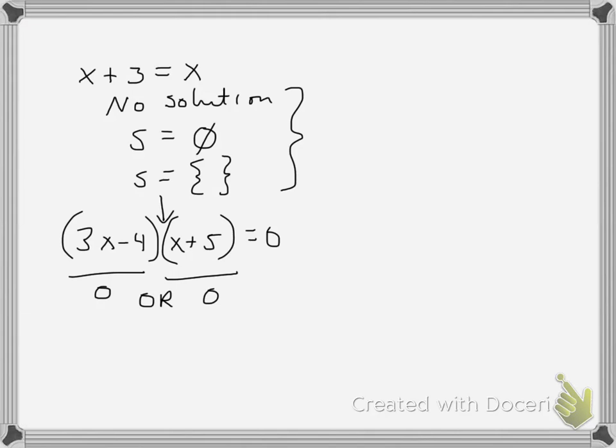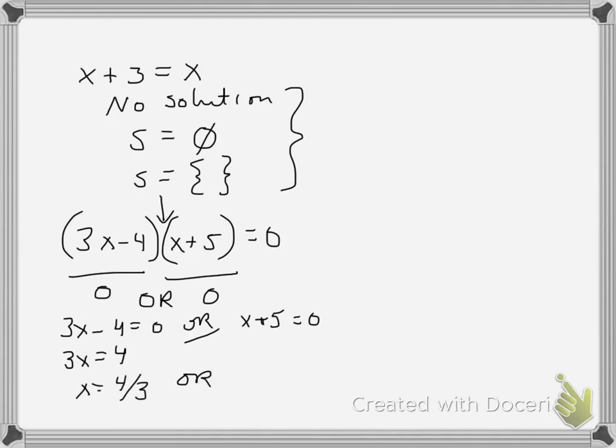First, I would set 3x minus 4 equal to 0, or, notice I don't need both of them to equal 0, just one or the other, because anything times 0 would equal 0. So solve each one separately. Adding 4 to both sides, I would get 3x equals 4. Undoing the multiplication, so multiplying by 1/3 or dividing by 3, I would get x equals 4/3. Or subtracting 5 from both sides, x equals negative 5.